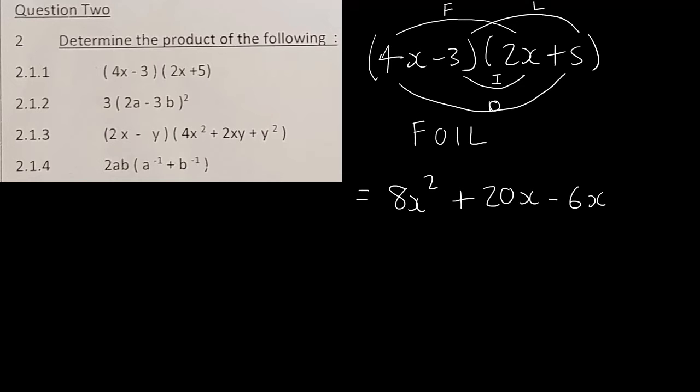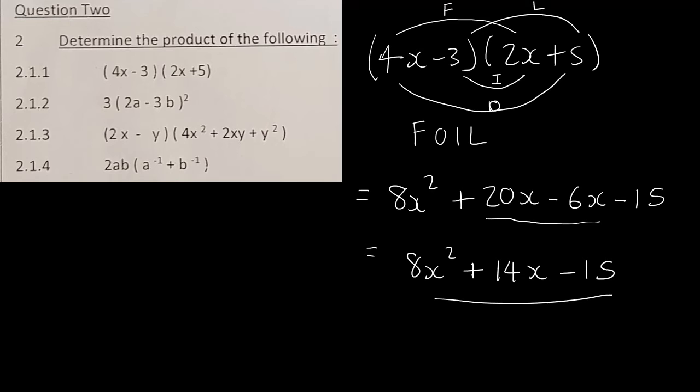So we have minus 3. Remember, the signs are very important. Minus 3 times the plus 5 will give me minus 15. So remember, they are like terms in this next step. There's a like term, so bring it together. So we have 8x squared. Bring the like terms together. We have plus 20 and minus 6 will give me plus 14x minus 15. That's our final answer. There's nothing further we can do with that.